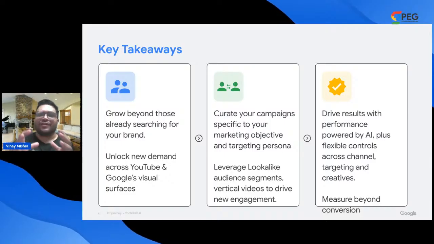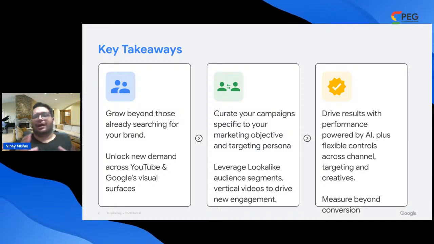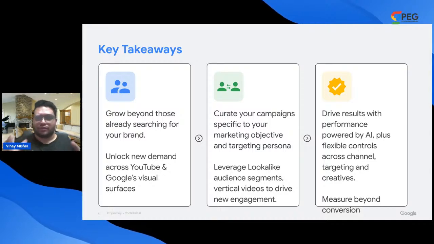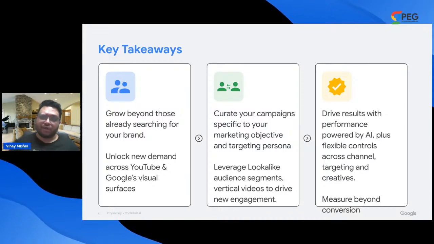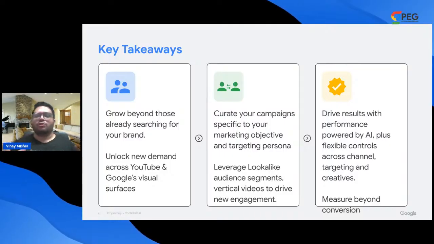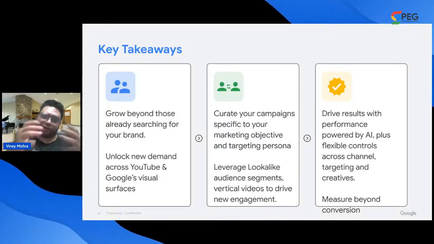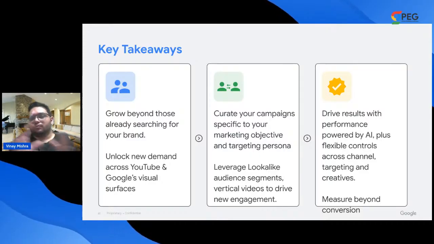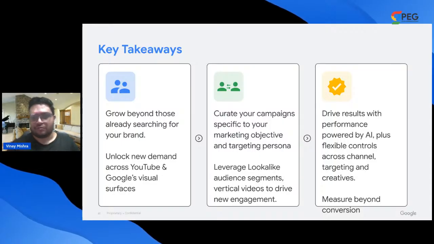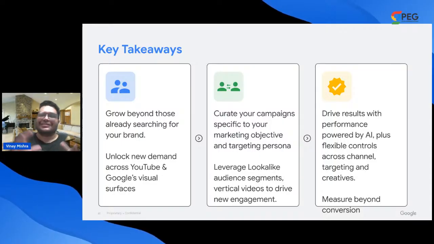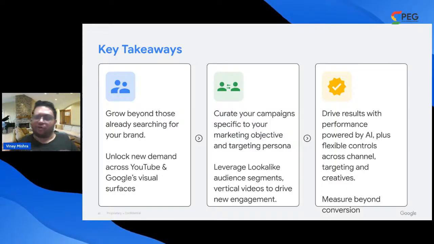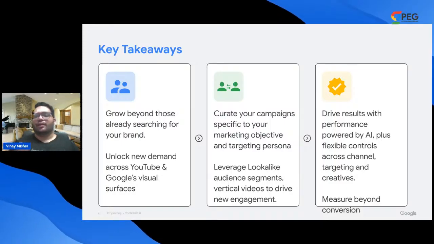Then you can drive results with performance by using AI plus the controls that you get. As we know, although demand gen is an AI driven campaign, you also get manual controls where you're able to control where you want to showcase your ads, or which particular format you want to showcase your ads in, right? So that's where you get most of the control when we're talking about demand gen. And at the same time, it is efficient enough to drive performance, grow your business and unlock new customers.